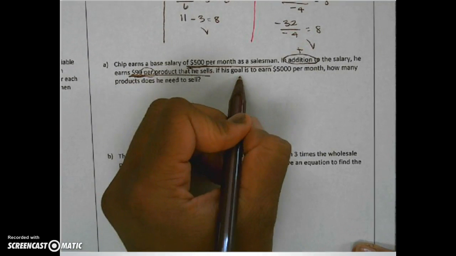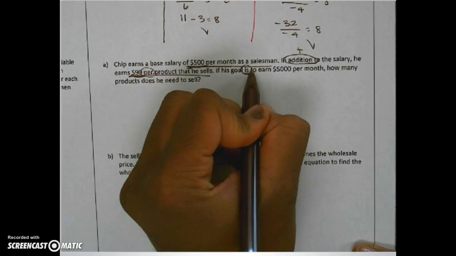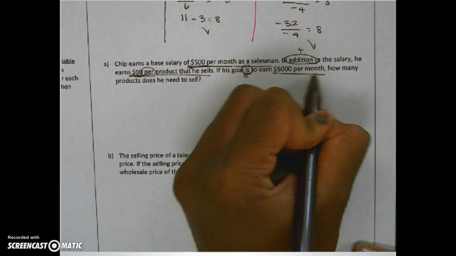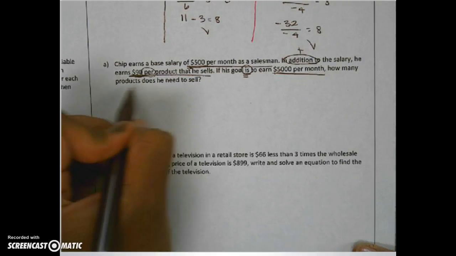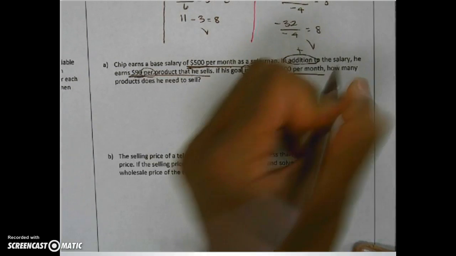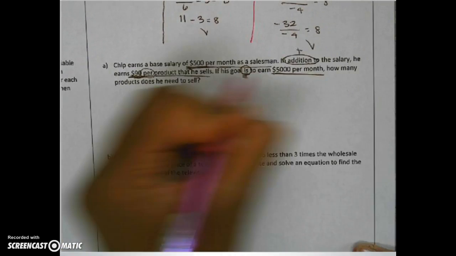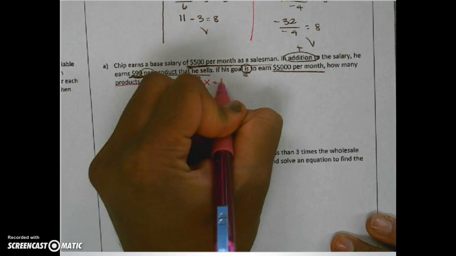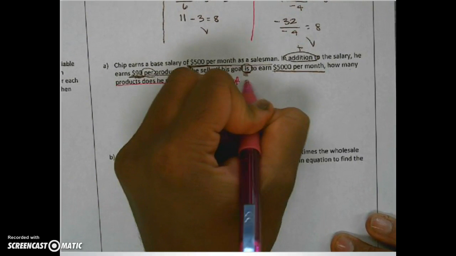If his goal is to earn, and that's always important because "is" means equals, is to earn $5,000 per month, how many products? So look at that. There's a question for me. X. How many products he needs to sell? X equals number of products.